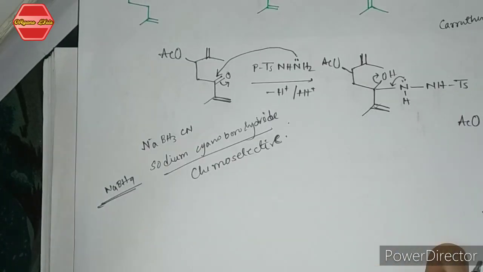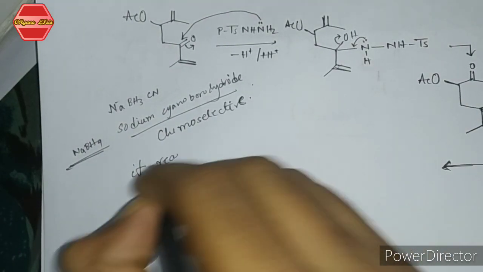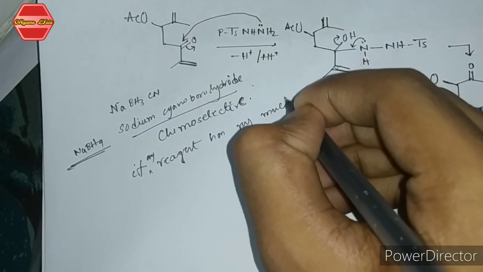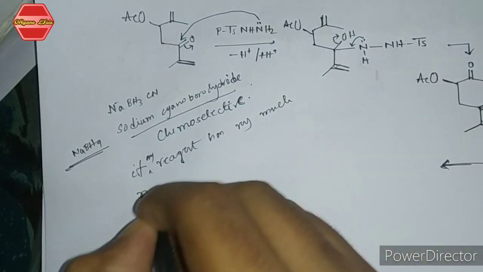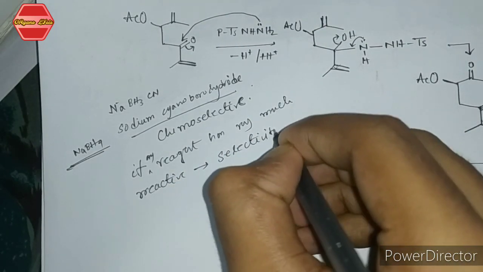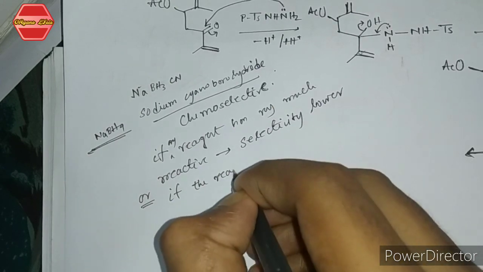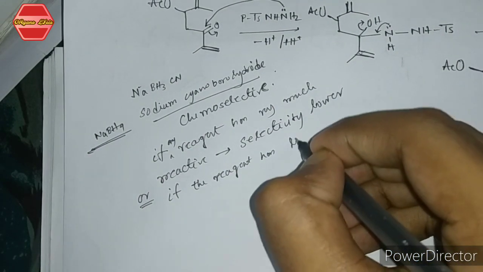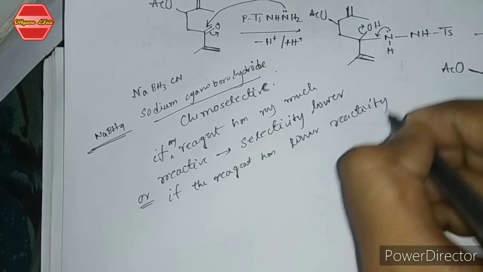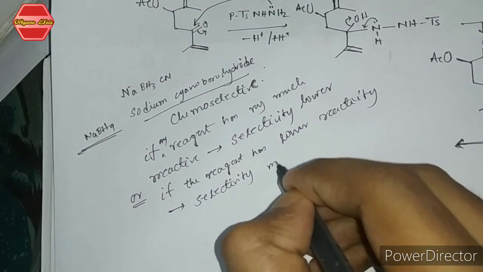And I am writing this thing here: if any reagent is very reactive, then its selectivity is lower, or if the reagent has lower reactivity, then the selectivity is much higher.